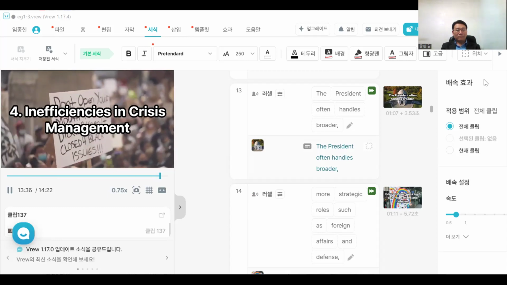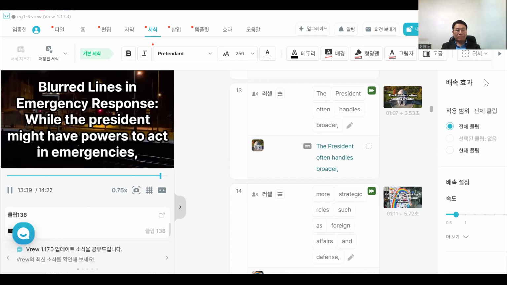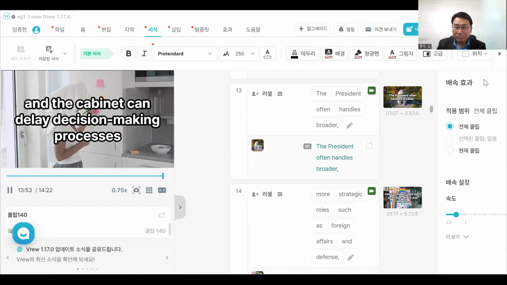4. Inefficiencies in crisis management. Blurred lines in emergency response. While the president might have powers to act in emergencies, the need for cooperation with the prime minister and the cabinet can delay decision-making processes.